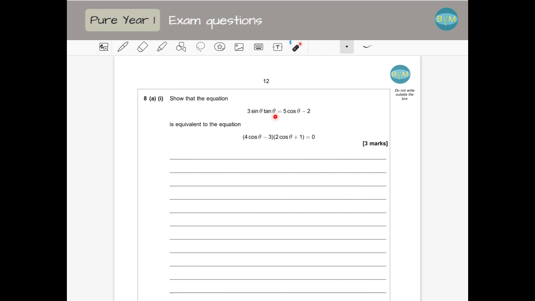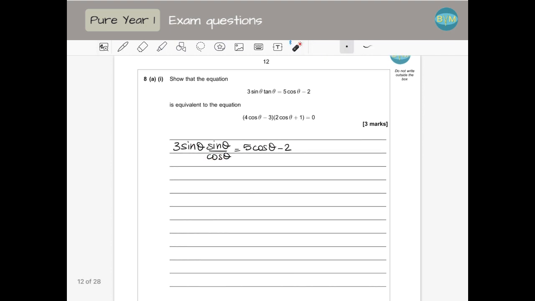So the first thing I would do is to write tan as sine divided by cos and see what we can cancel. So we will have 3 sine theta, and instead of tan I'm going to write sine theta divided by cos theta. It's going to be 5 cos theta minus 2. I multiply everything by cos theta to get rid of the denominator, and sine times sine will be sine squared, so I have 3 sine squared theta is going to be 5 cos squared theta minus 2 cos theta, just multiplying by cos.